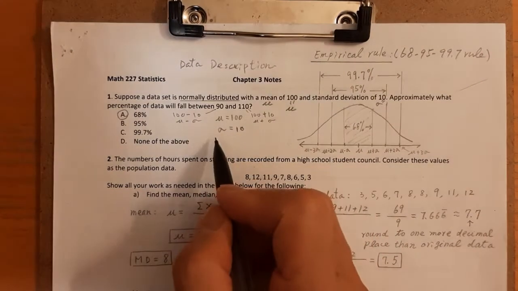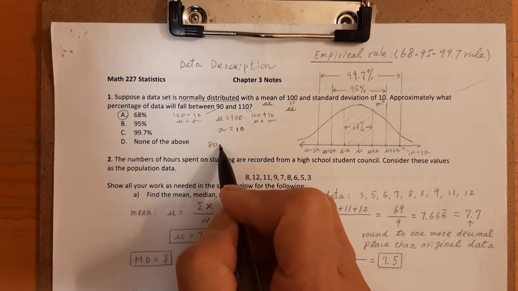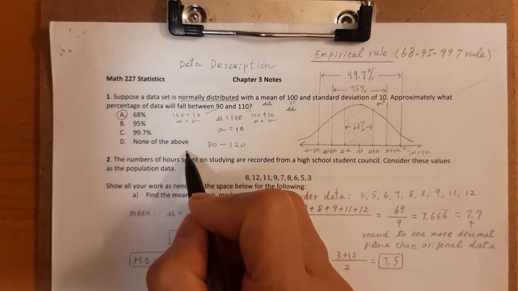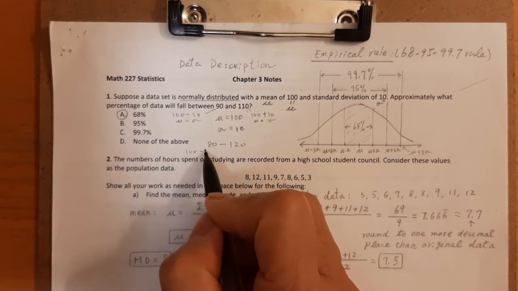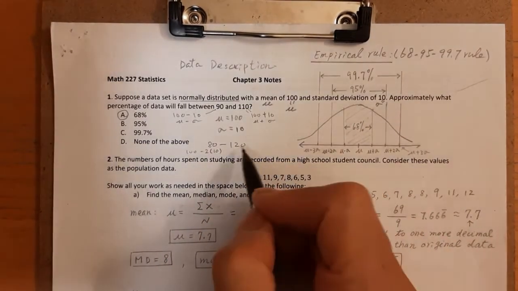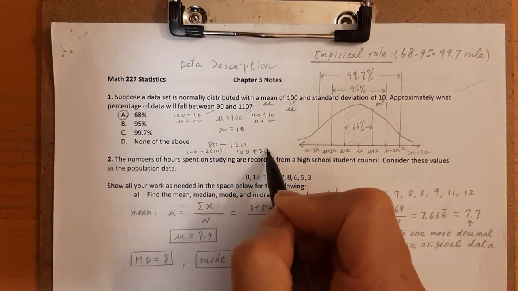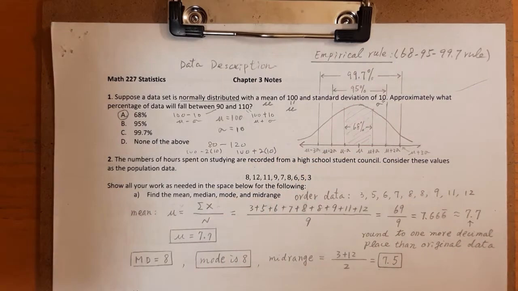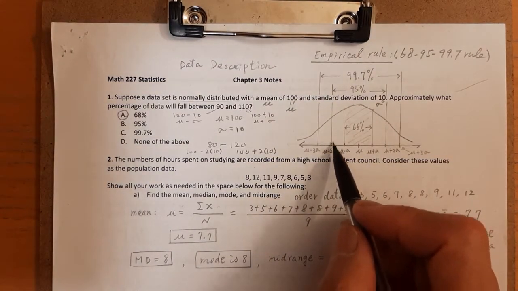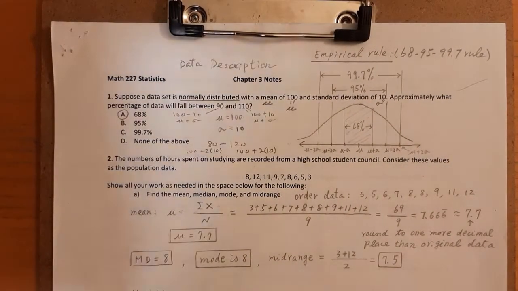If I ask you, what is the probability between 80 and 120? 80 is 100 minus 2 times the standard deviation 10. 120 is 100 add 2 times the standard deviation 10. So it's 2 standard deviations from the mean. The answer is 95%.